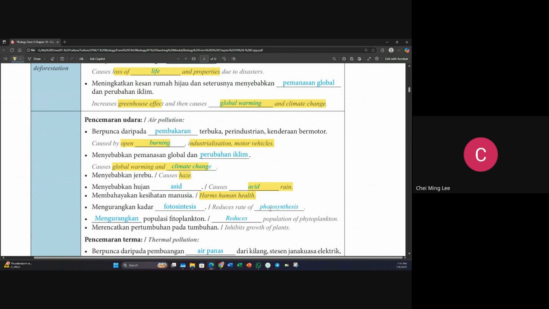And because of haze, it will pollute your air. So the sunlight cannot totally penetrate to the surface of the earth. So this will reduce the rate of photosynthesis and reduce the population of phytoplankton because they are dying. Okay, and it inhibits the growth of plants. These two mainly come from the photosynthesis rate being reduced.